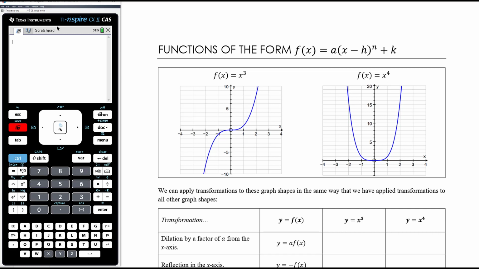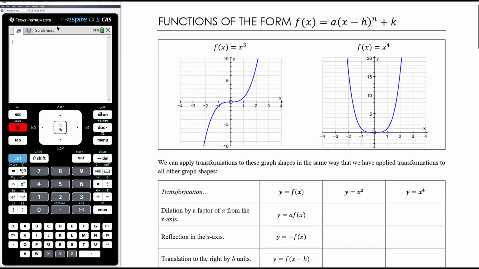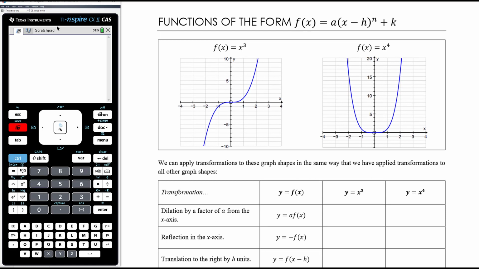So let's start with what the basic cubic and quartic shapes are, and then let's have a think about applying those transformations and then sketching some graphs. So y equals x cubed is pictured here on the left. You can plot out some points to see how we end up with this graph shape.